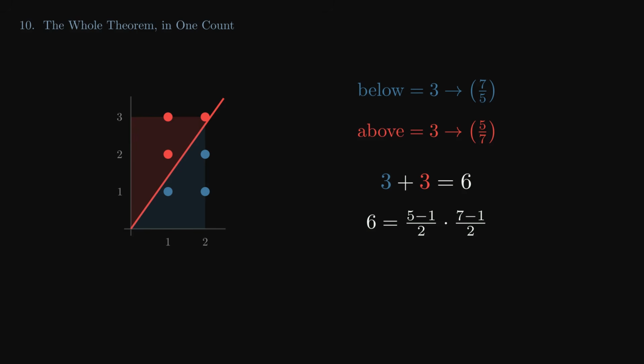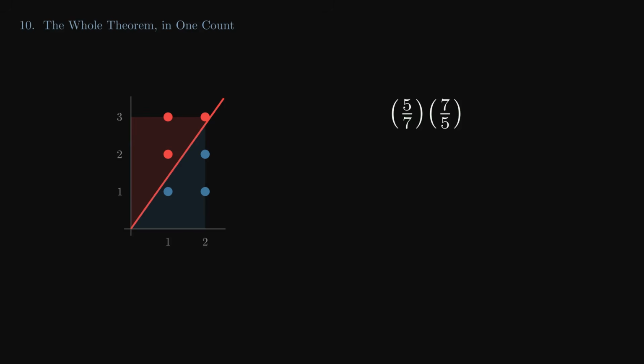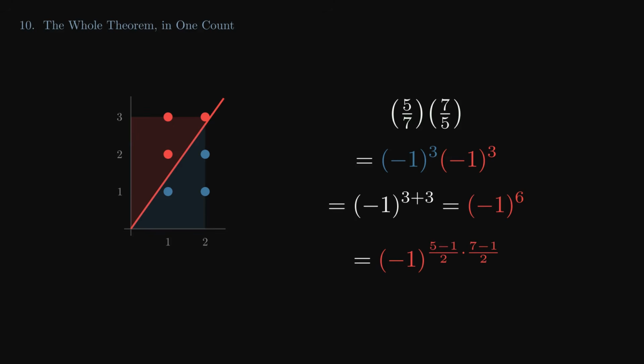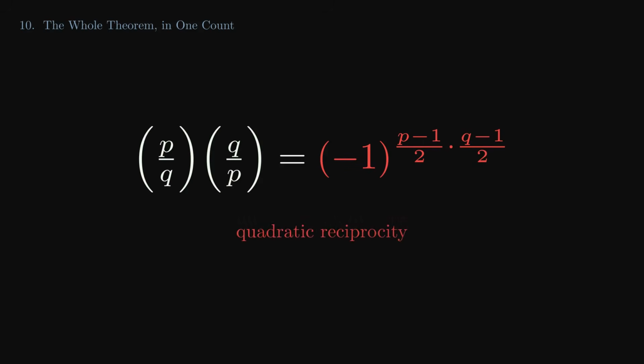Now multiply the two Legendre symbols. Each is minus 1 raised to its triangle's count, so their product is minus 1 raised to the sum of the two counts, which is minus 1 raised to the total number of dots, and that total is precisely the exponent in Gauss's theorem. The product of the two symbols is minus 1 raised to half of 1 prime minus 1 times half of the other minus 1. That is quadratic reciprocity, and we proved it by refusing to let a rectangle of dots be counted two different ways. No manipulation of remainders. Just two triangles fill a rectangle.